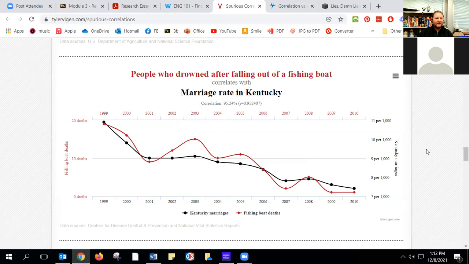So make sure you understand the difference, especially when you read something that says X correlates with Y or A correlates with B, like this data point correlates with this data point. Because if it's only a correlation, that means there's no proof those things are actually tied together, right? It sounds like they are, but they're really not. So be really wary of those kinds of things.